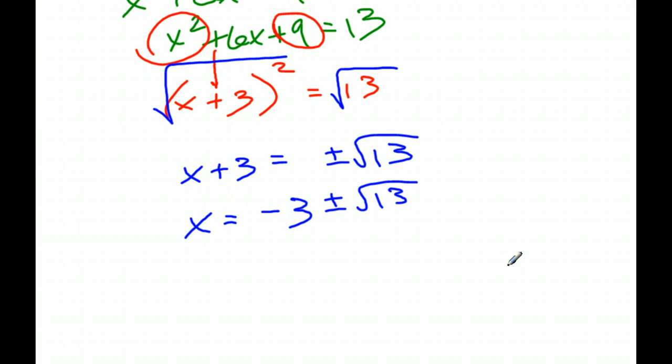Notice where I put that 3. I put it in front of the square root sign. That is the correct method, the correct format when you're doing these. Is this another step?